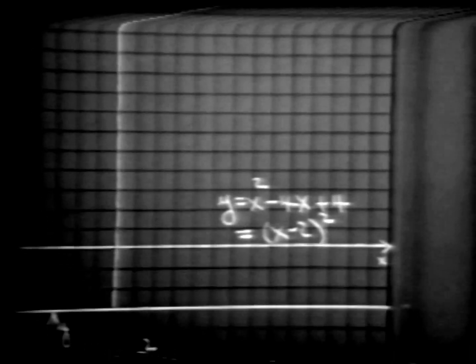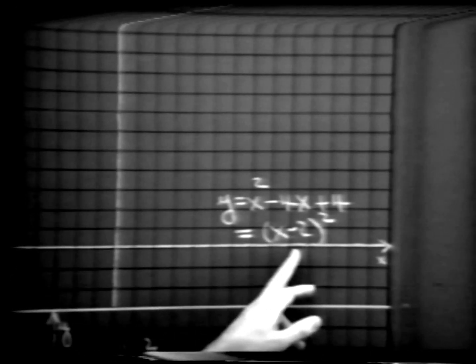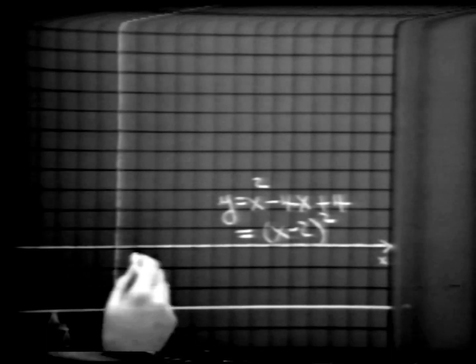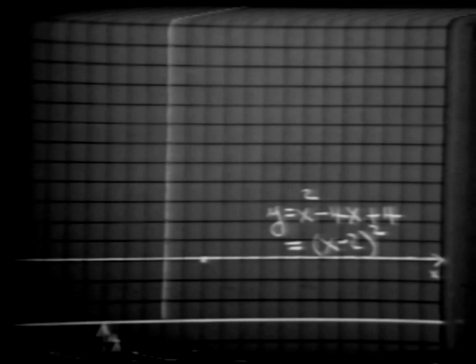Now, remember, any number squared is always positive, or certainly non-negative. So the smallest value that y can possibly have is 0. All right? Well, what number x is going to make y 0? 2. Okay? Because the number a here happens to be 1, is our graph going to open upward or downward? It's going to open upward.